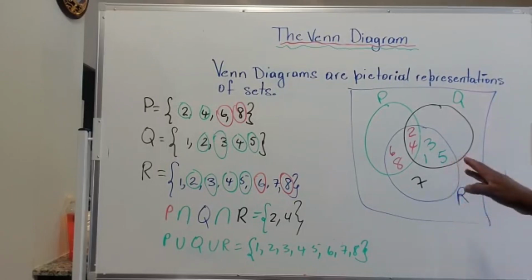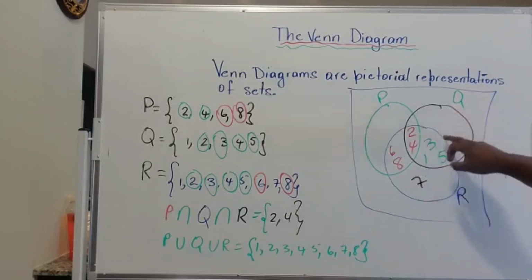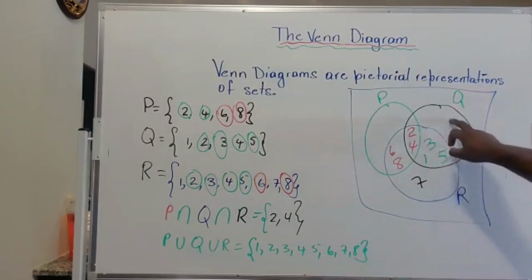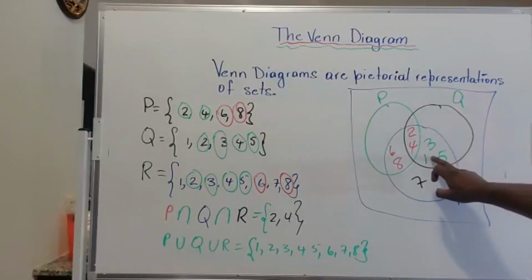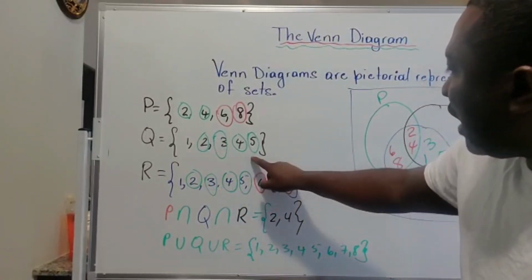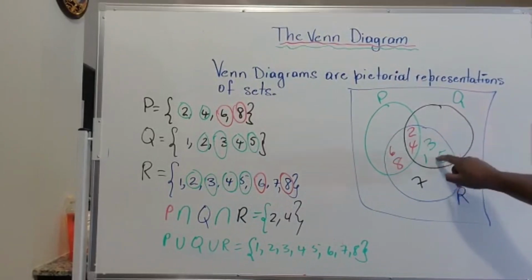What if I ask, what are the elements in Q intersecting R? Are there elements that are common to Q and R? Yes. The elements are 1, 3, and 5. Hence, they go in this intersection.